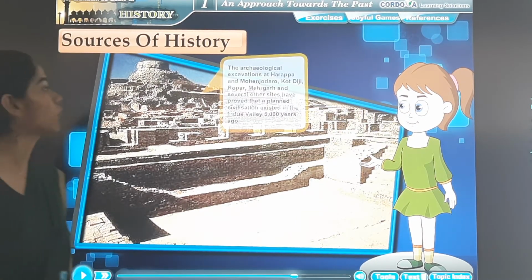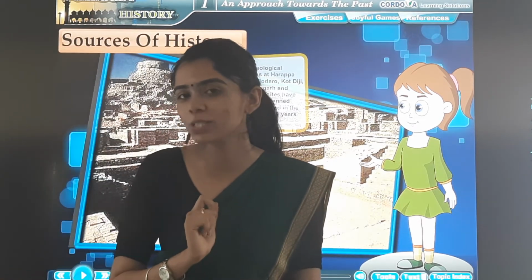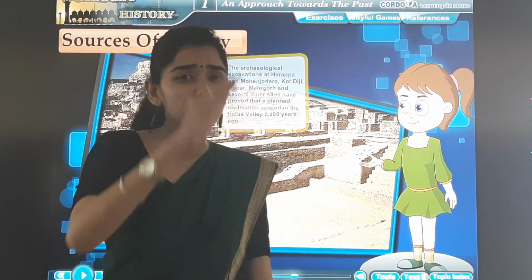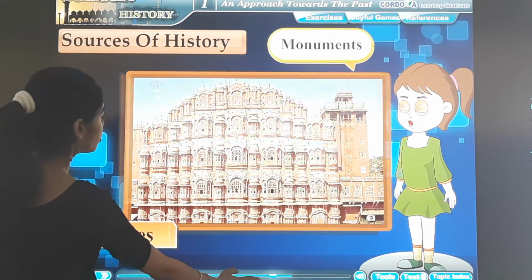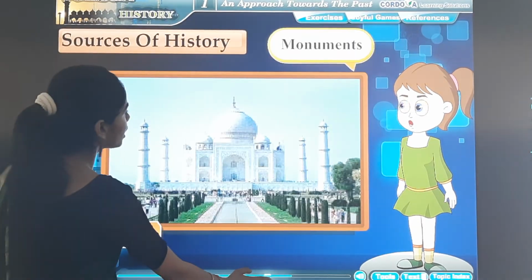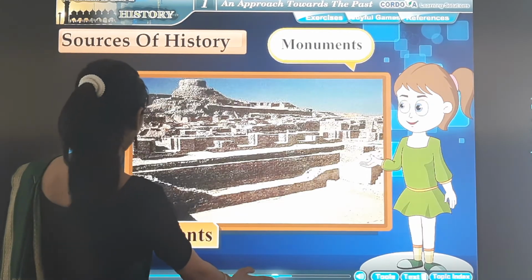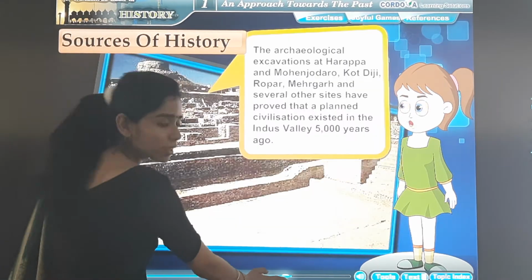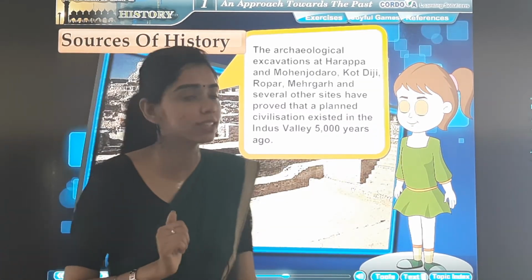Yes. Now if we talk about the monuments, I'm sure you have heard this word, right? Monuments के बारे में आपने सुना है. So there is a beautiful big, see, I'll show it again. See, these are the monuments. There are so many famous monuments like Taj Mahal is there. See, old settlements, stupas are there. So what are these? They are the monuments.